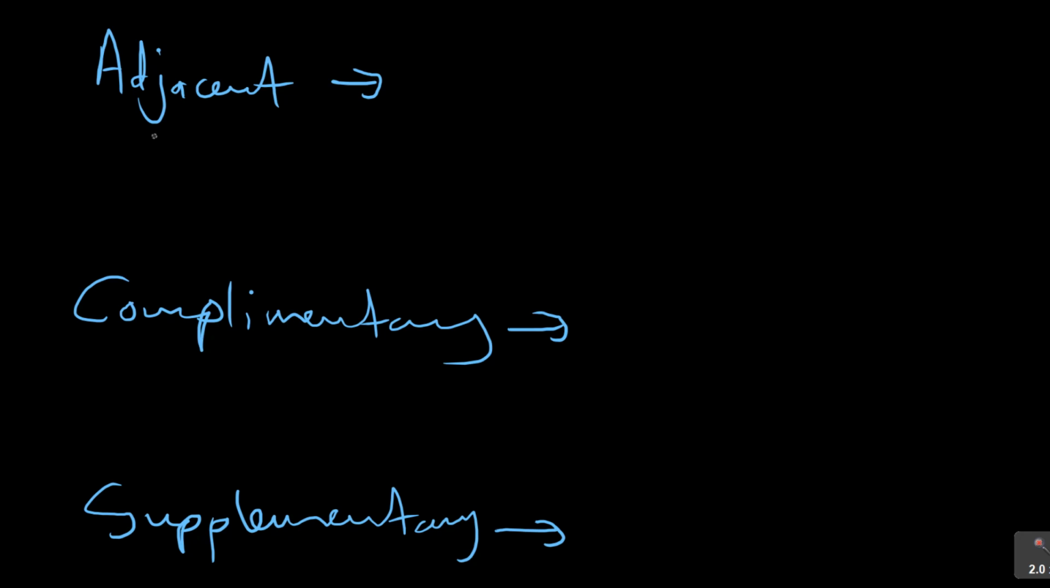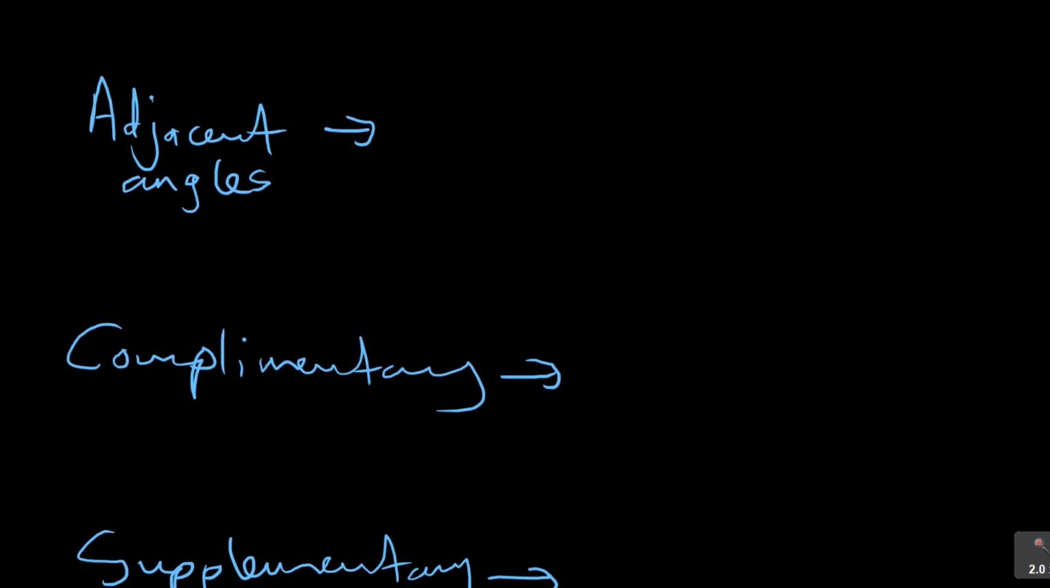So let's start with the word adjacent. If we're saying these are adjacent angles, to be specific, what is an adjacent angle? For you to demonstrate that, let me come up with some lines here. Say I've got a line like that, and I'm going to call that line A and B. And then let's say I've got another line coming like this, and that line is going to be C. So this is ABC.